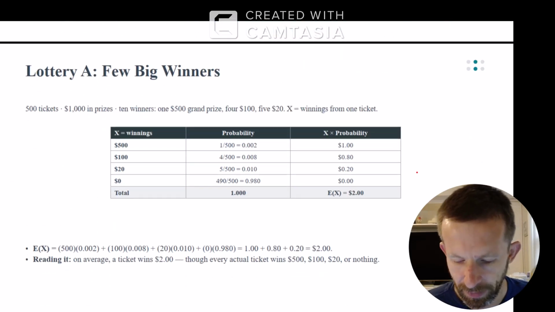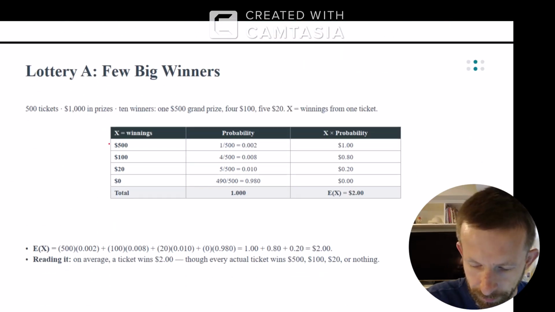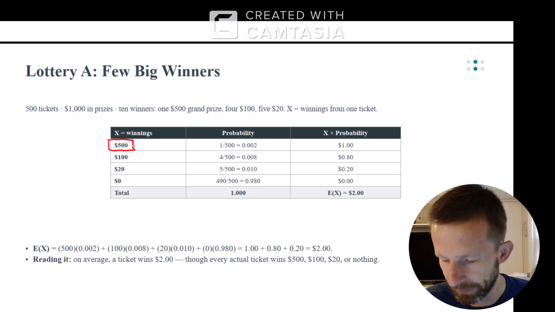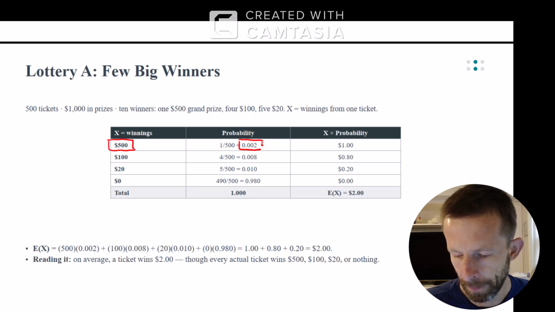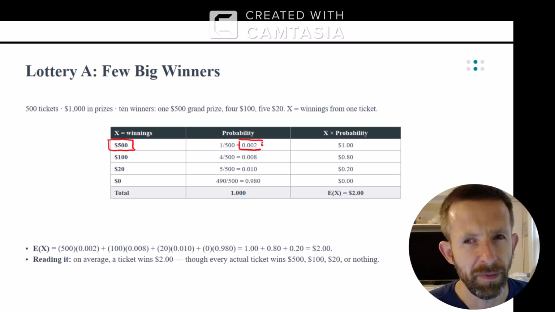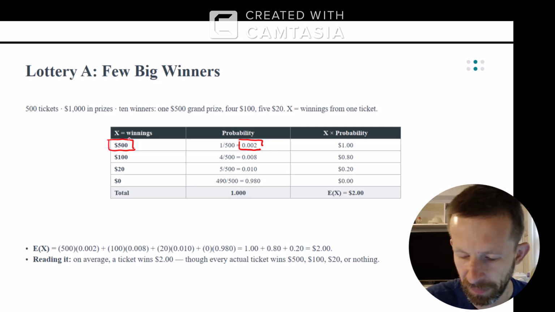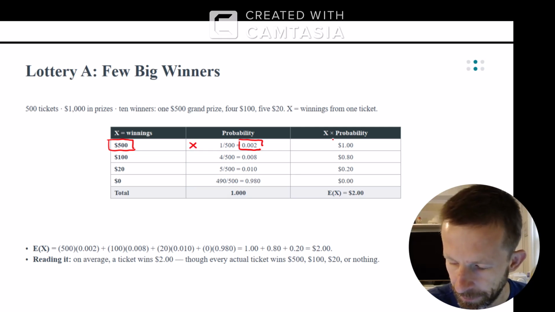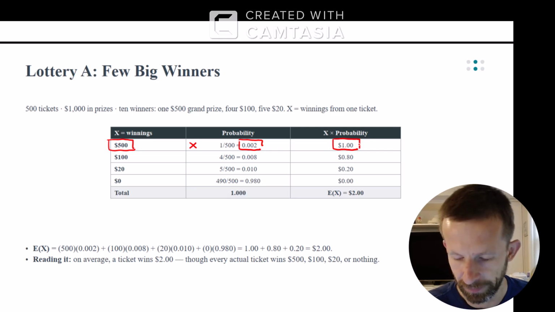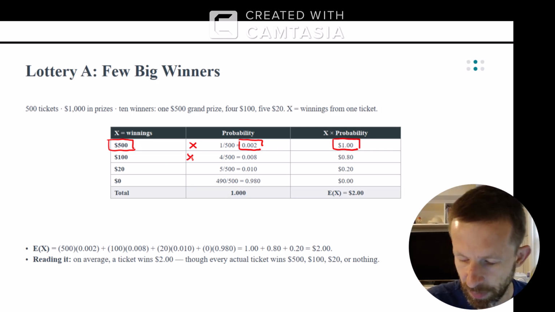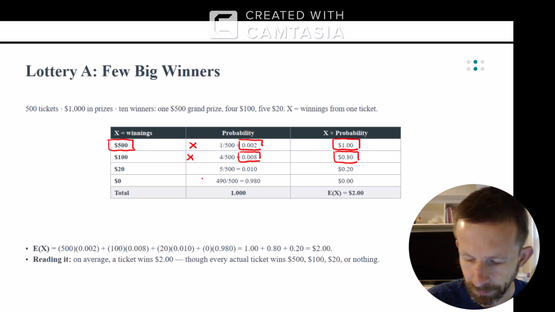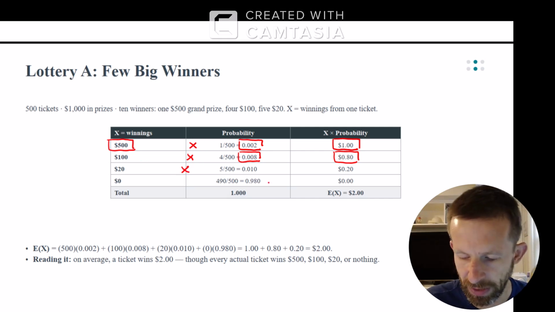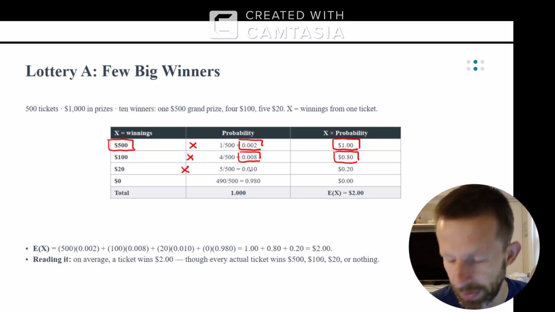So let's look at the math behind this situation. You have $500, the grand prize, but the odds of winning it are 1 out of 500, so basically 1/5 of 1%. The 500 times the probability gives you an expected value of $1 here. The $100 times the probability of 4/5 of 1% gives you 80 cents. And $20 times 1%, you have a 1% chance of winning $20, so that is an expected value of 20 cents.